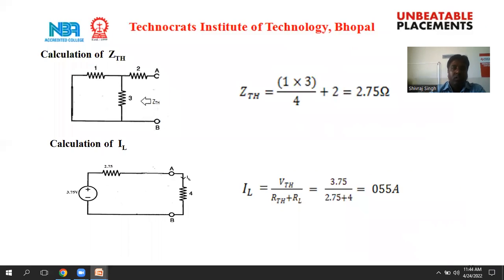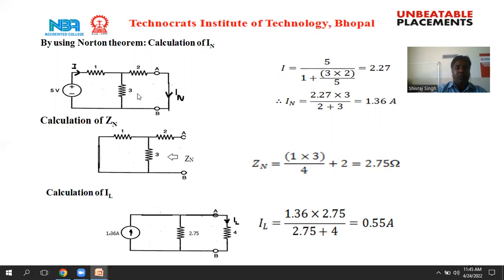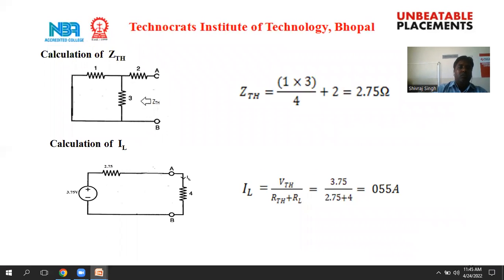Again, the second step: calculate the Thevenin's equivalent impedance. For this, we replace the source with its internal resistance. Here we replace the voltage source by a short circuit and then measure the ZTH. The 1 ohm and 3 ohm resistors are the parallel combination, and 2 ohm is in series. So ZTH equals 1 into 3 divided by 1 plus 3, plus 2, that is 2.75.